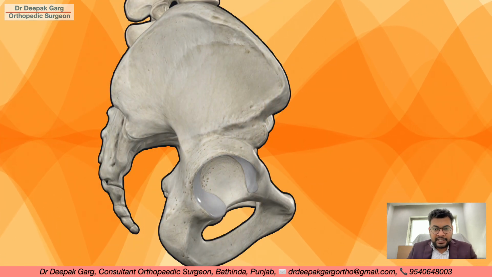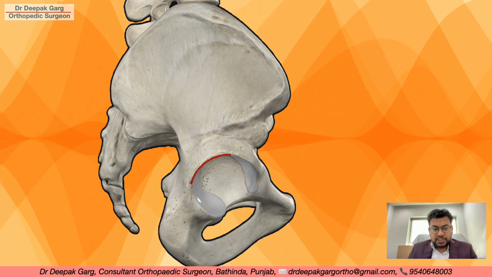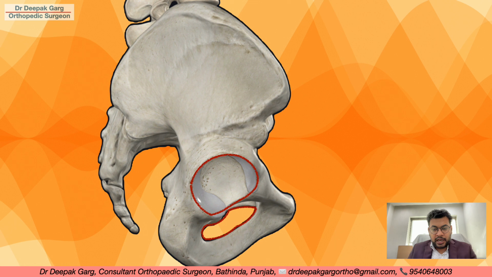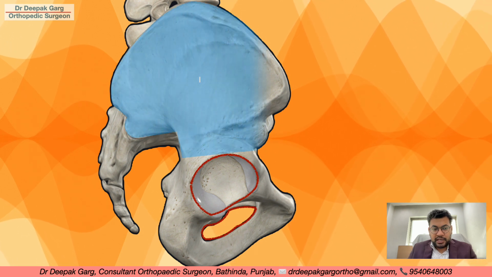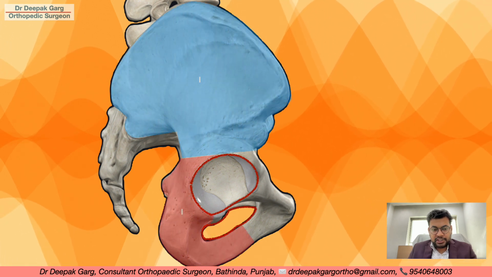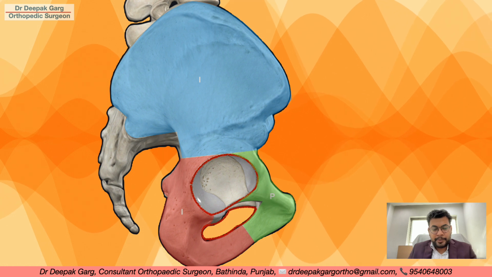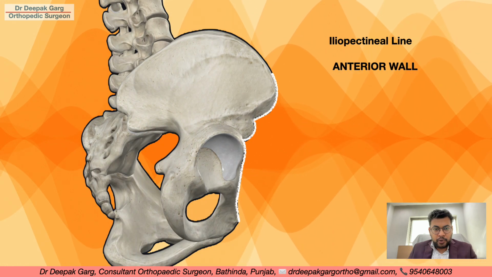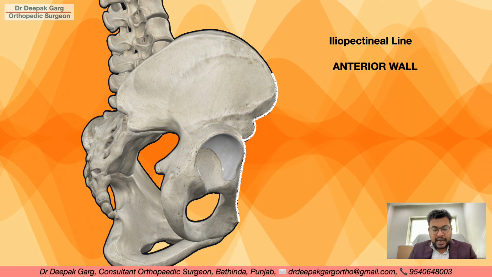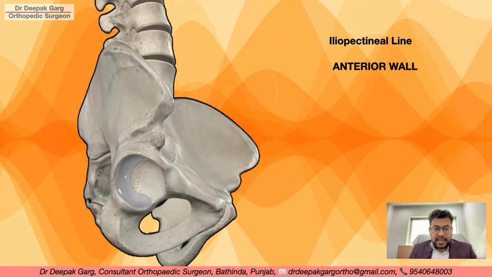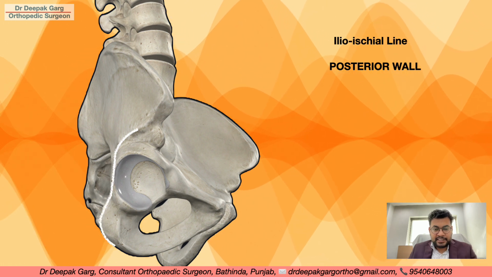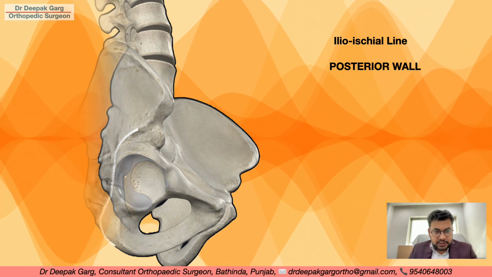So let's first understand the anatomy. This line represents the dome of the acetabulum. This is the obturator foramen, and the bones: this is the iliac bone, this is the ischium and this is the pubic bone. Now looking at this line, this is the iliopectineal line and this represents the anterior column in x-rays, and similarly this is the ilioischial line and this represents the posterior column in x-rays.